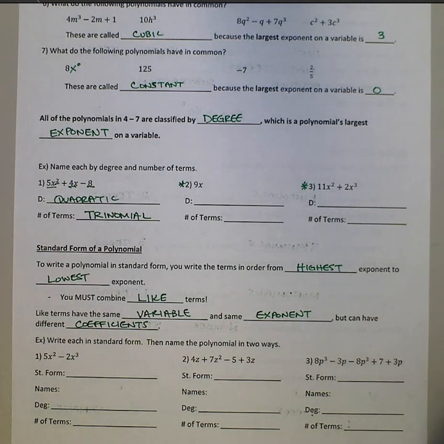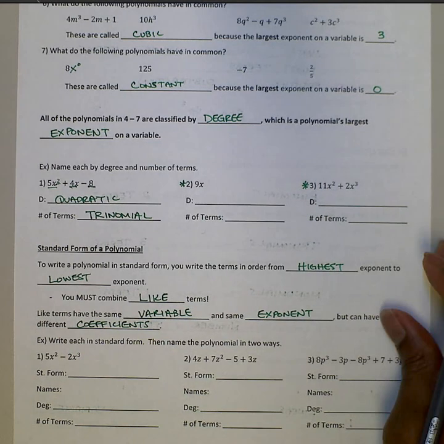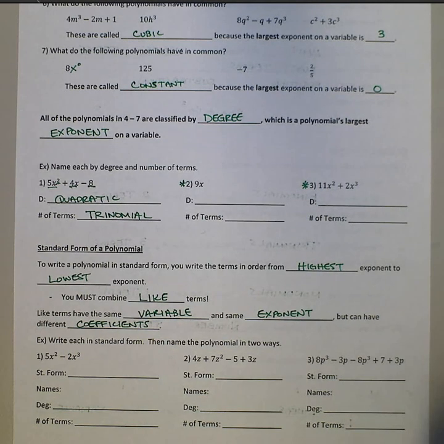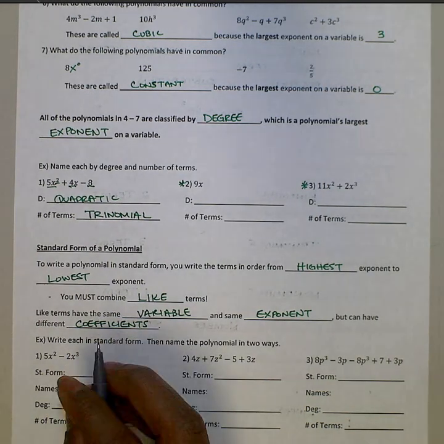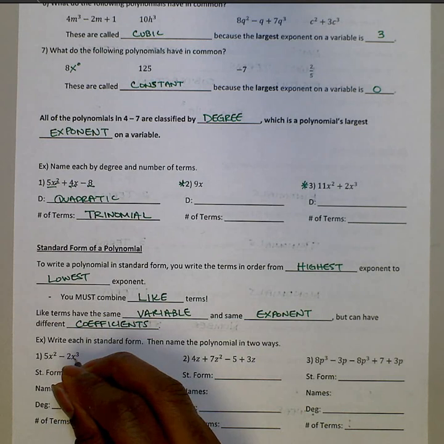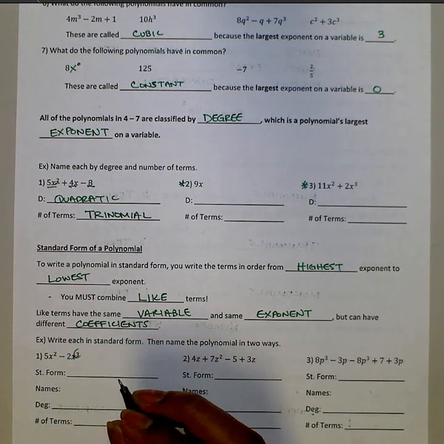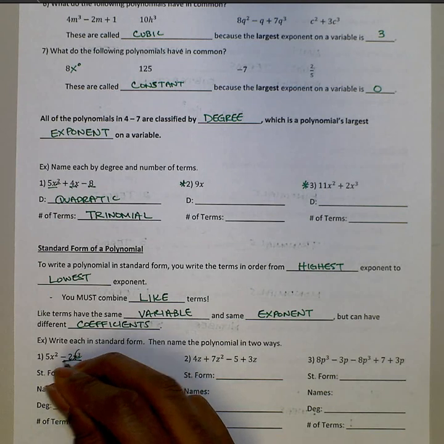Okay. So here it says to write each in standard form, then name the polynomial in 2 ways based off its degree and number of terms. So number 1, we have 5x squared minus 2x cubed. Standard form, remember, we write the highest exponent down to the lowest exponent. So what we'll do for this is we'll say, okay, this 3 is the highest exponent. So I have to write this term first.